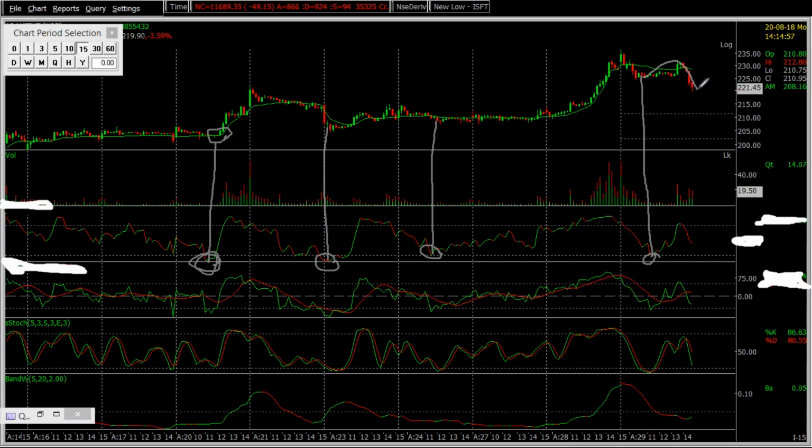Now, when I'm looking at line number one, line number two, line number three, line number four, I need certain categories to be fulfilled. And when I look at this green line, a close above this green line is acting as an entry point trigger for me. So this is a 15-minute chart. Again, I'm repeating, it's a 15-minute chart of Adani Enterprises.